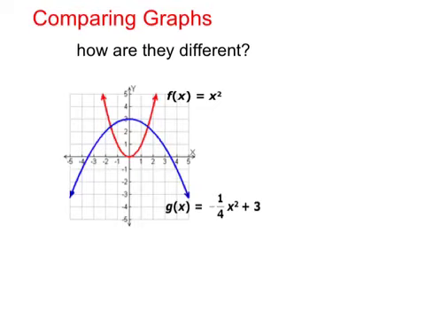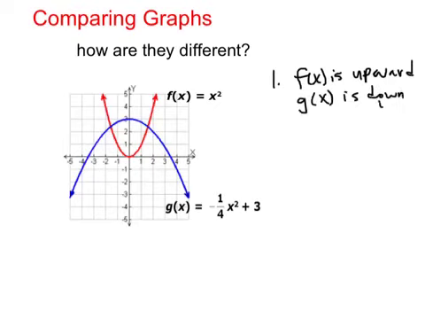So the first thing that we can do with all this information is start comparing graphs. How are they different? The first way we can do this is to compare them graphically. We can look at these two and say a couple things. The first thing is that f of x is upward and g of x is downward. We can see that just by looking at the graph: one opens upward, one opens downward.